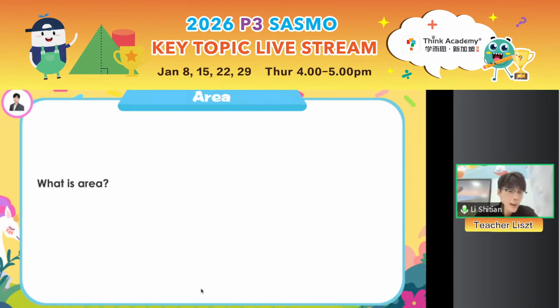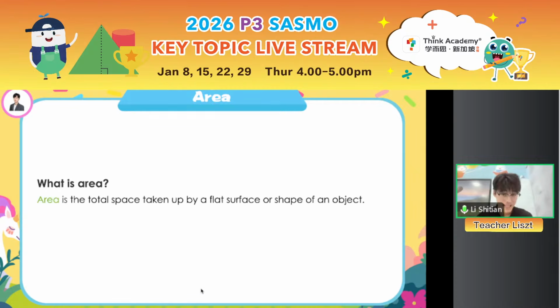What is area? Actually, area is the total space taken up by a flat surface or shape of an object. What does this sentence mean? For example, look at me. Here is a rectangle. All the things in my rectangle, that is the area, okay? So that is what it means. Area is the total space taken up by a flat surface or shape of an object.